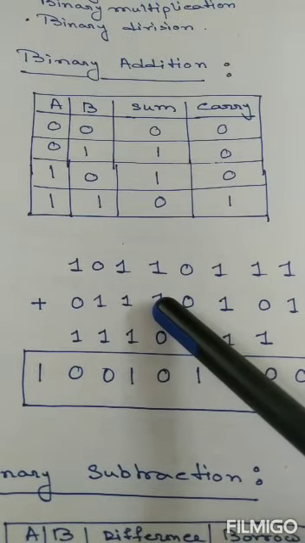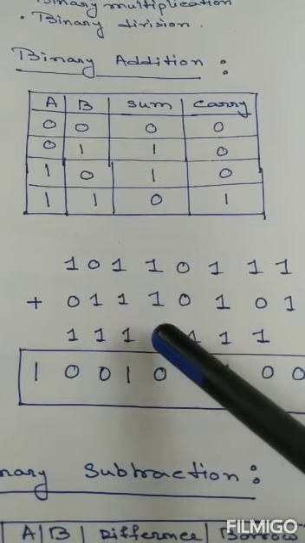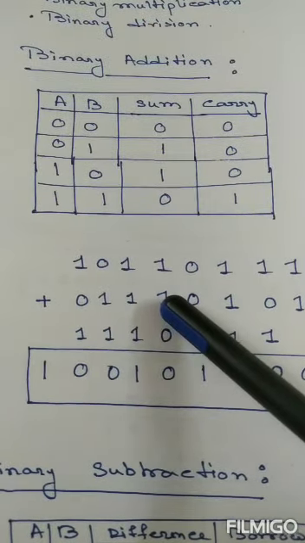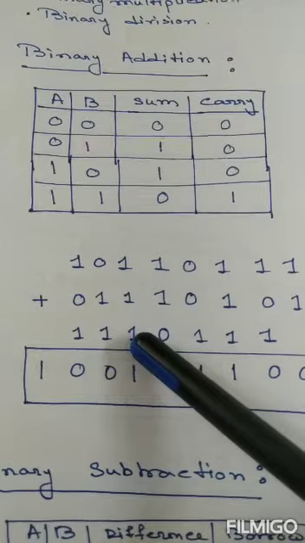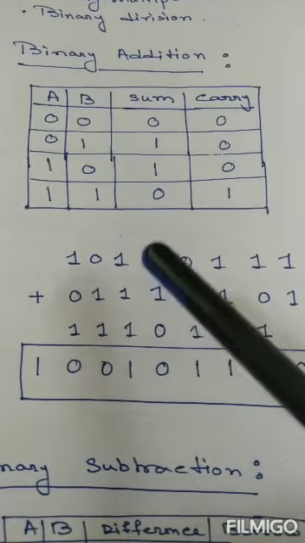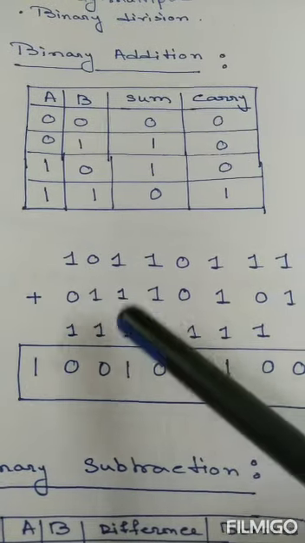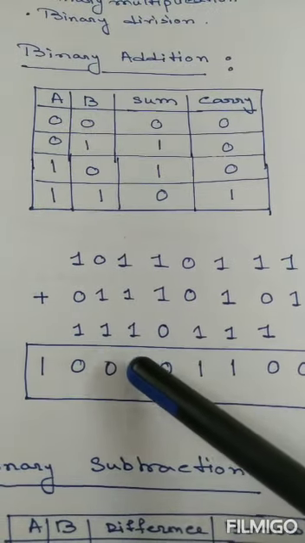1 plus 1 sum is 0. 0 plus 0 sum is 0. But 1 plus 1 here carry is 1. So write down the carry here. Then 1 plus 1 sum is 0. 0 plus 1 sum is 1.